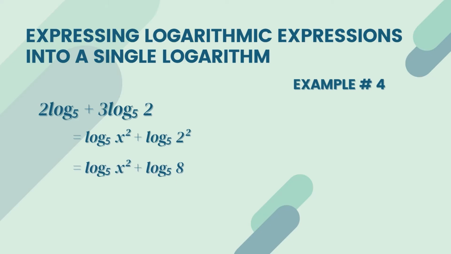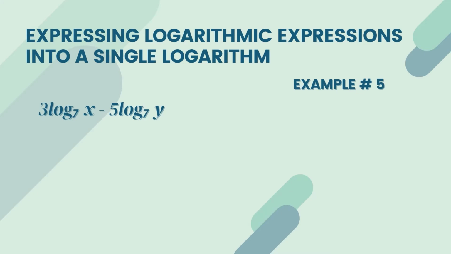We can now apply the product property, which means we can write this as a single logarithm by multiplying the number parts of the logarithms. So this is now log base 5 of x squared times 8, which would be then 8x squared, so this is our final answer, log base 5 of 8x squared.